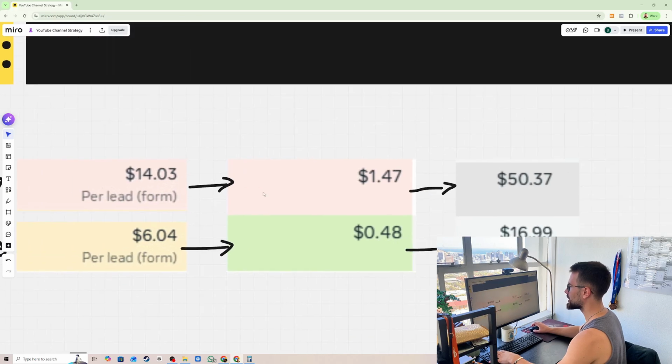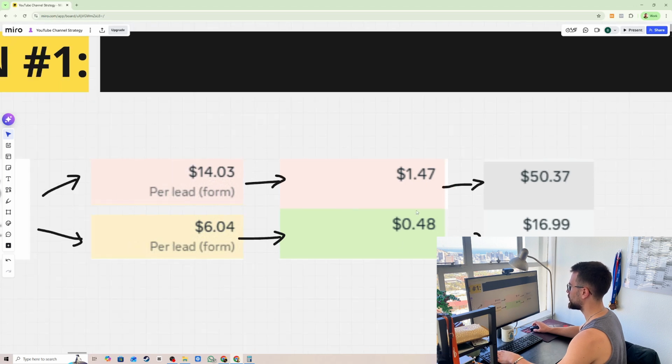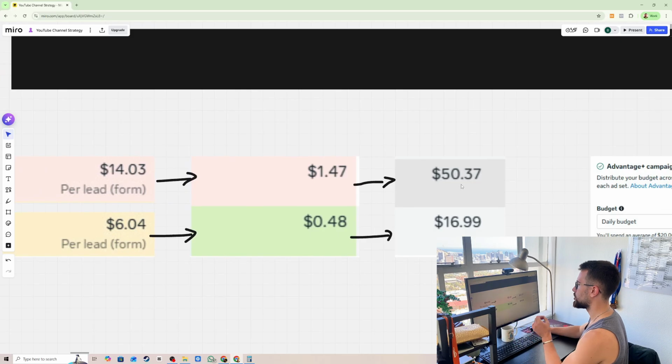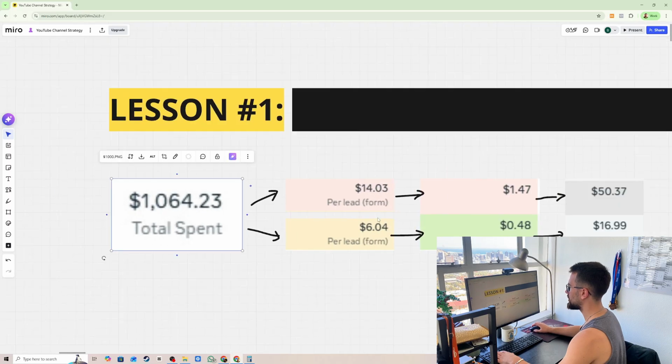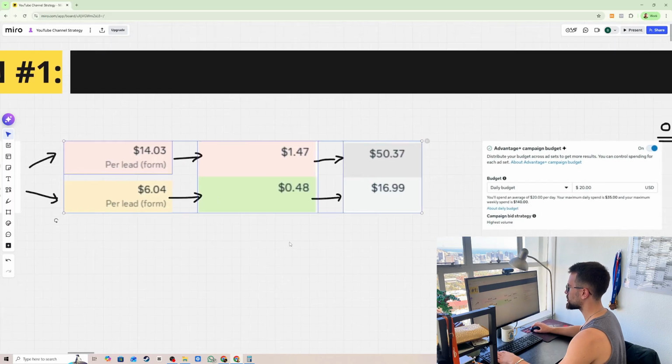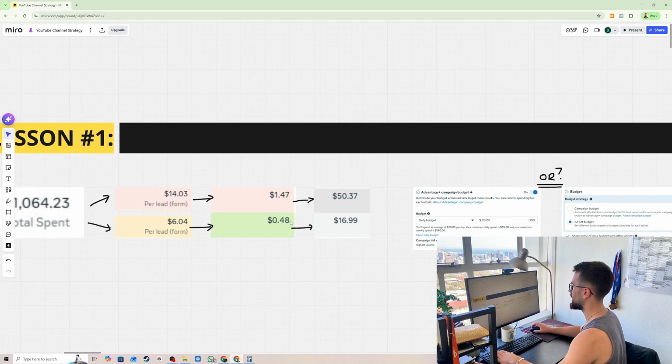If we look at the cost per click, right? I went from $1.47 cost per click to $0.50 cost per click. If we look at my CPM, which is my cost per mile or cost per 1,000 views, we went from $50 for 1,000 views to $17 for 1,000 views. And what's even more frustrating is that this setting that really screws you over is left on by default when you create a new Meta ad.